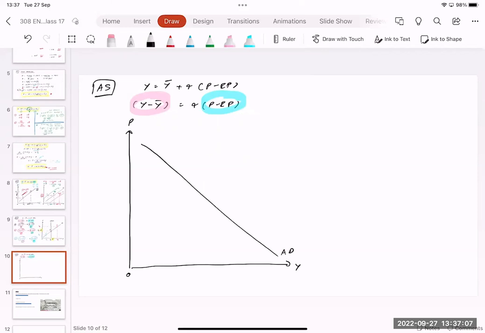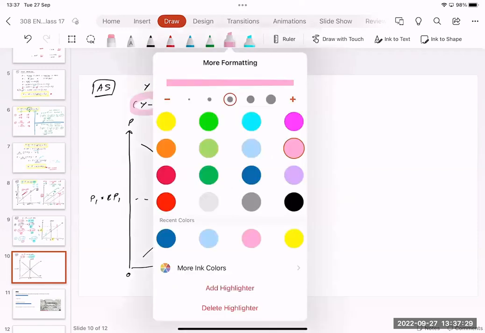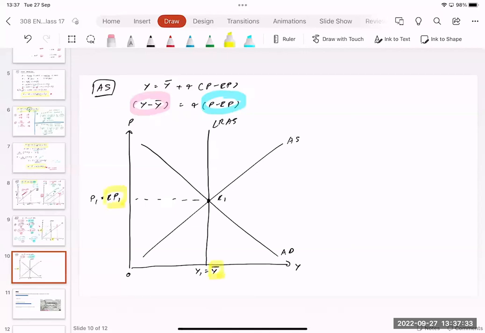Right now I'm going to put the aggregate demand curve together with aggregate supply and long run aggregate supply. This is the first equilibrium point, E1. At E1, Y1 equals Y bar. At E1, P1 equals EP1. So that's good. This is EP1, this is Y bar. So at point E1, everything is good, right? Because Y1 equals Y bar, the left side of the equation equals 0. On the right side of the equation, P1 equals EP1, also equal to 0.